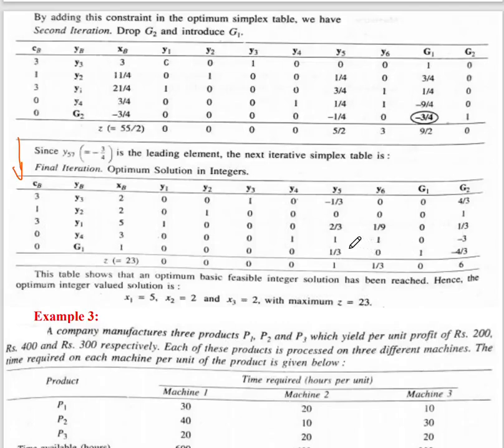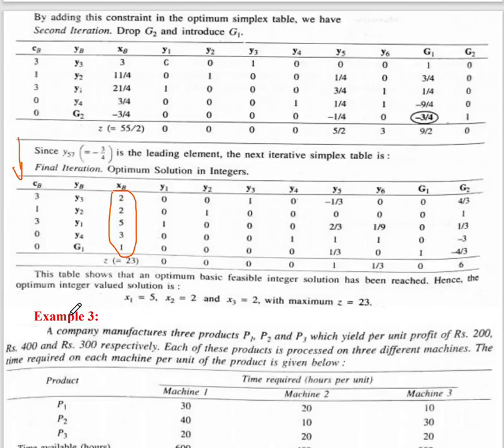From this table, if you observe, all the values of Zj minus Cj are positive or 0, and all the values of the xb column are integer values. Therefore we can say that this table will give the optimum solution of the given integer programming problem. So this table shows that the optimum basic feasible solution, the integer solution, has been reached.